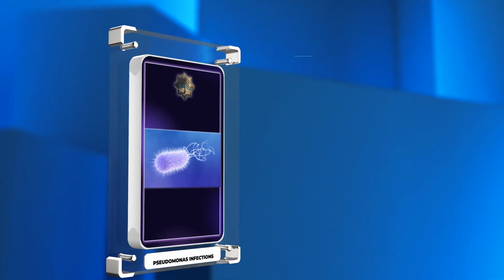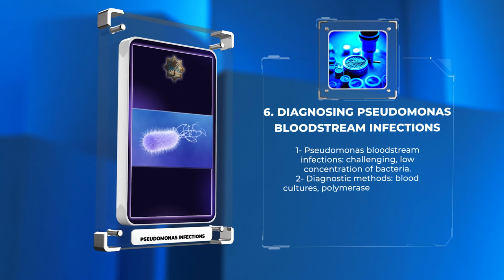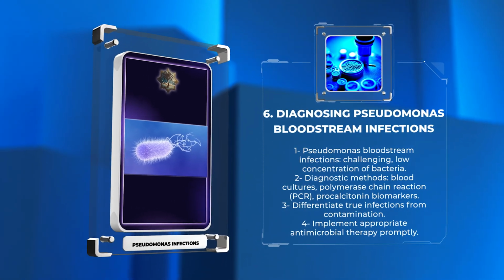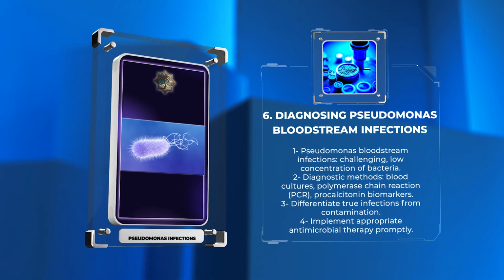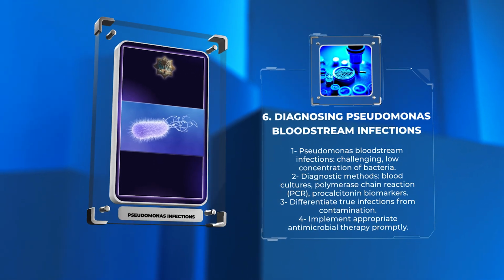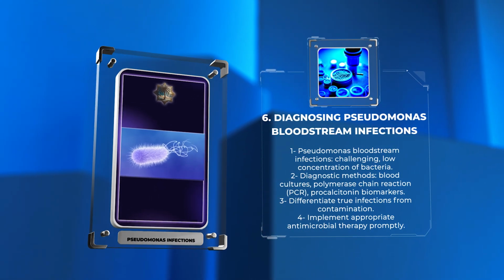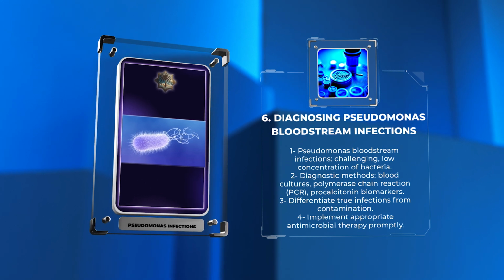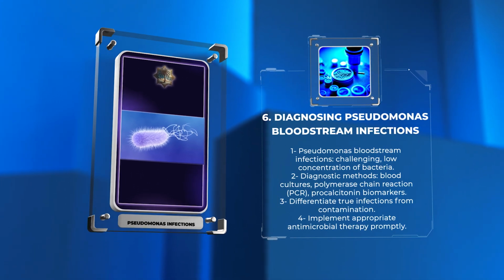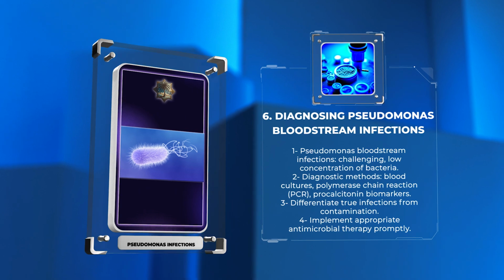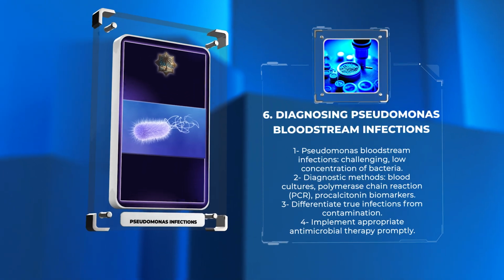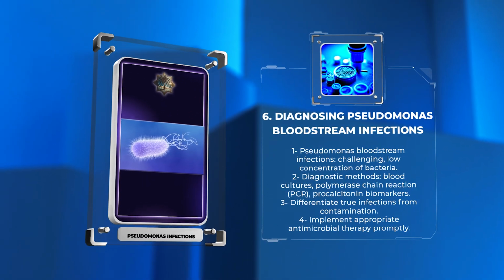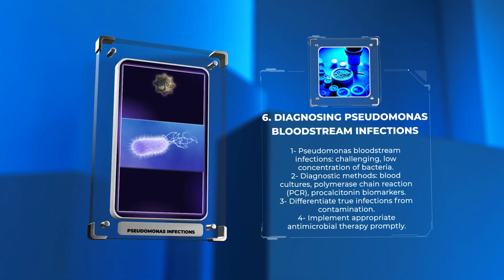Detecting and identifying Pseudomonas bloodstream infections can be challenging, primarily due to the low concentration of bacteria in the bloodstream. Various diagnostic methods, such as blood cultures, polymerase chain reaction, PCR, and biomarkers like procalcitonin, aid in accurate and timely diagnosis. It is crucial to differentiate true infections from contamination and implement appropriate antimicrobial therapy promptly.